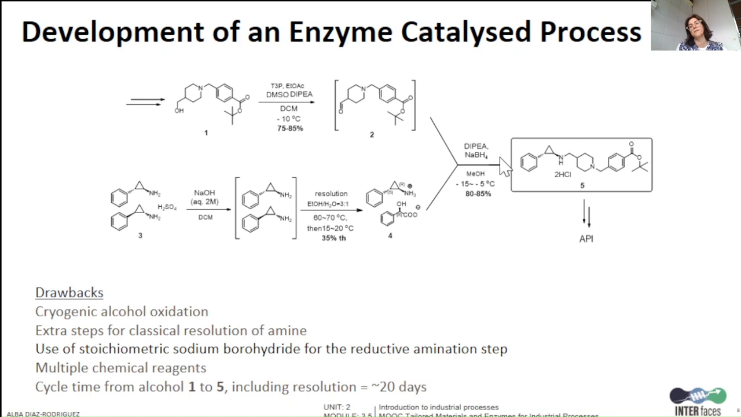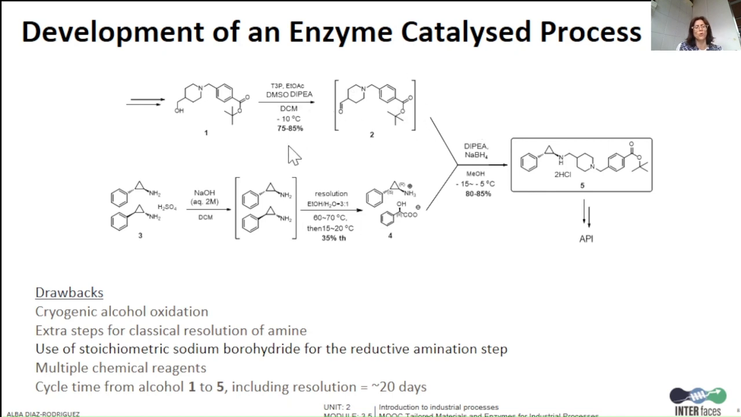Here is an example that we developed at GSK a few years back for the synthesis of this LSD1 inhibitor. The key reaction for this API was a reductive amination between the aldehyde 2 and the amine 4 to make this amine 5. The main problems for this original route are that we were using stoichiometric amounts of sodium borohydride, but also that the amine needed to be resolved before the reaction took place.